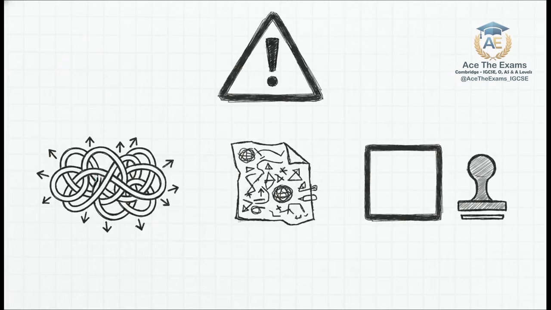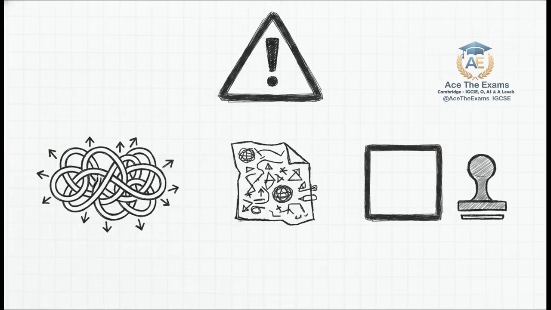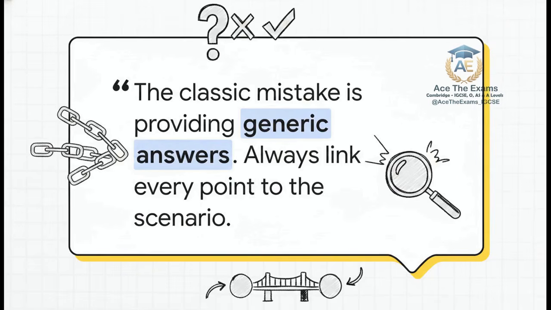Number 2, forgetting to check format and presentation. Remember those strict conventions we talked about? Examiners literally deduct marks when your working is messy or poorly annotated. And number 3, providing generic answers without context. I want you to listen to this definitive alert straight from a principal examiner. They said, the classic mistake is providing generic answers. Always link every point to the given scenario.